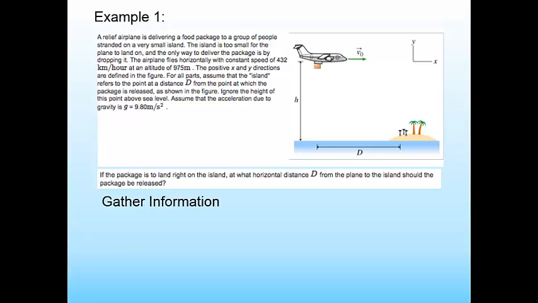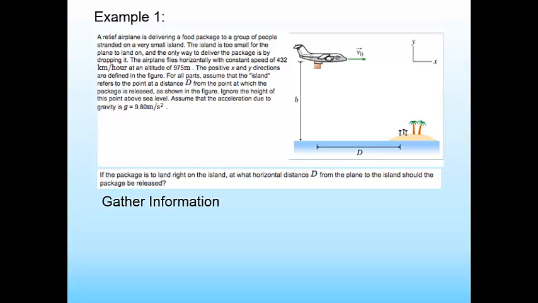For all parts, assume that the island refers to a point in the distance d from the point at which the package is released, as shown in the figure. Ignore the height of this point above sea level. Assume that the acceleration due to gravity is g equals 9.80 meters per second squared. The question is, if the package is to land right on the island, at what horizontal distance d from the plane to the island should the package be released?